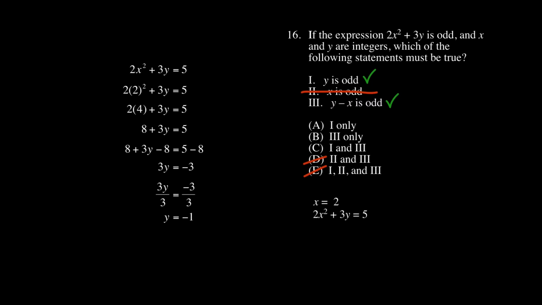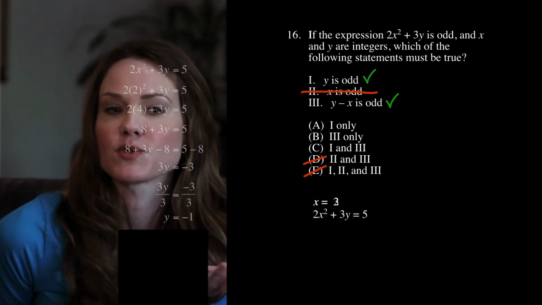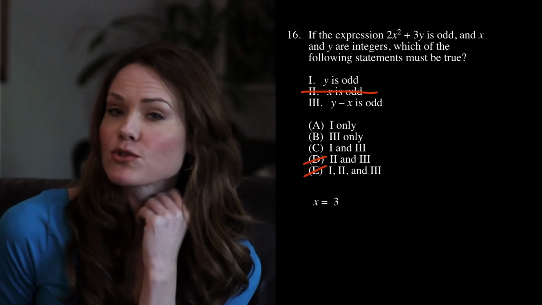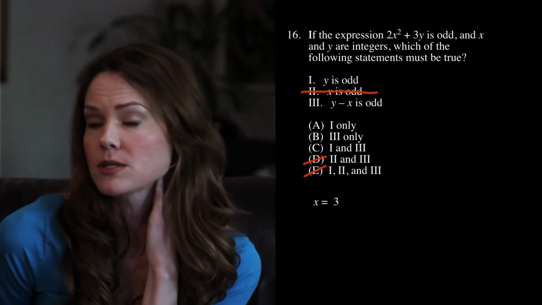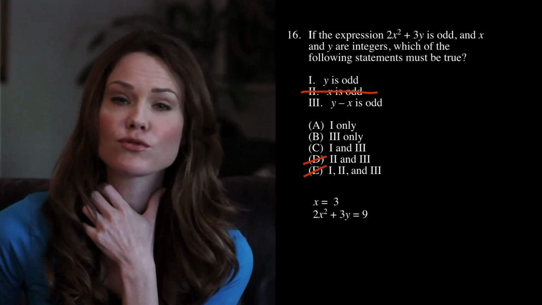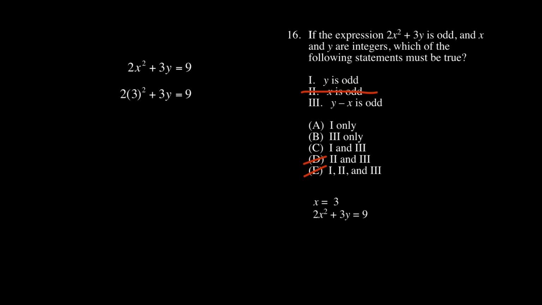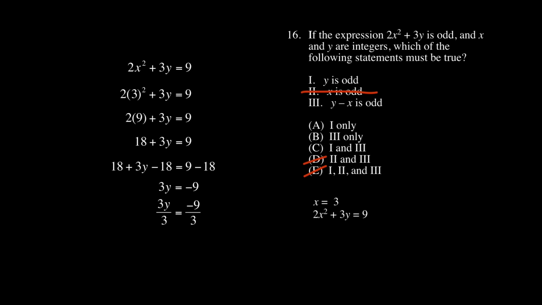Why don't we try plugging in an odd number? What if we said that x was 3? And we still set it equal to an odd number, so we could set it equal to 9. So that would give us 2 times 3 squared plus 3y equals 9. Simplifying that, 3 squared is 9, 9 times 2 is 18, so we have 18 plus 3y equals 9. Subtract 18 from both sides, and we get 3y equaling negative 9, and then divide both sides by 3, and you get y is equal to negative 3.